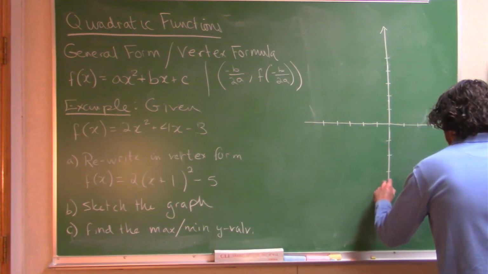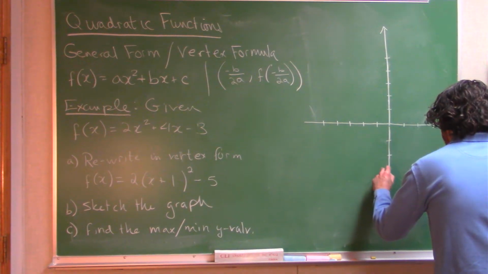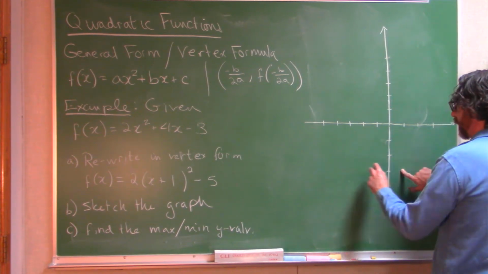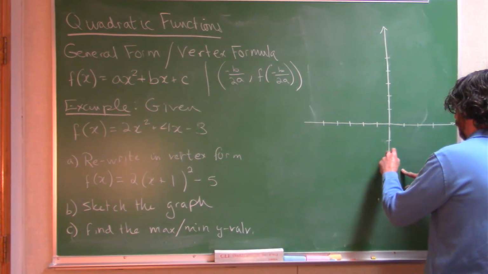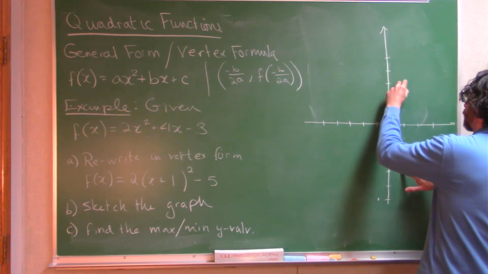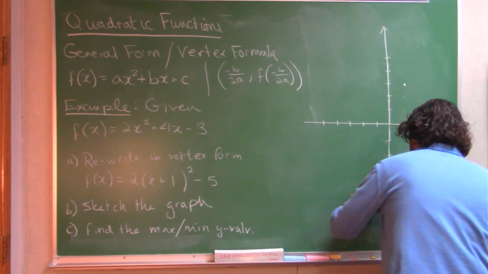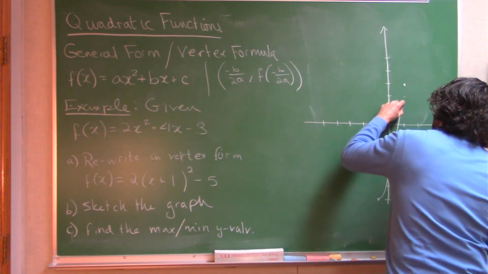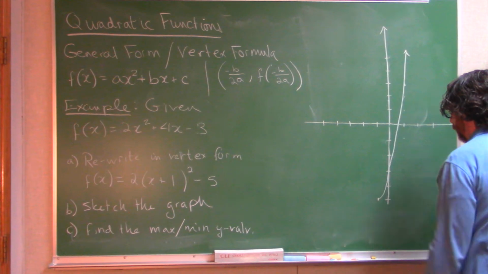Okay, over 1, up 1, 2. Over 1, ordinarily we would go up 3, but that multiplier means we're going to go up double that. 1, 2, 3, 4, 5, 6. There's another point on my graph. Once again, connect these with your nice smooth curve.